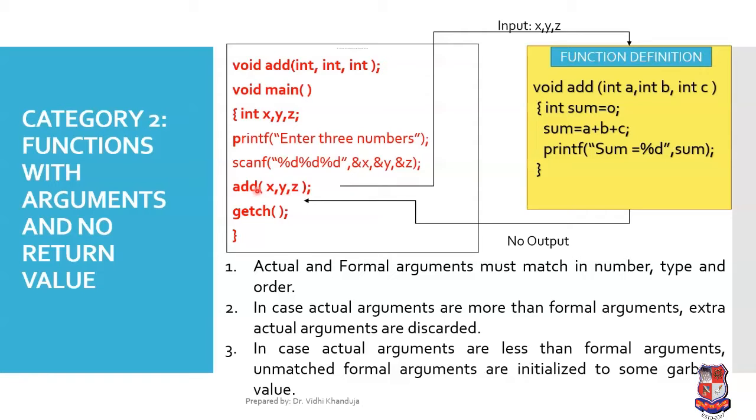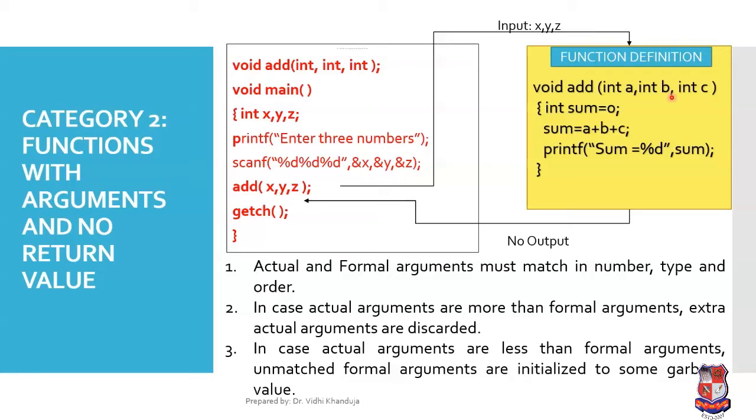Name of the function, within the bracket I am passing the actual arguments. This is your call by value. Remember, if we are passing just the name of the variables, that means the value of these variables will be copied, right? So the value of x will be copied into A, right? The value of y will be copied into B and the value of z will be copied into C. So there is one-to-one correspondence between your actual arguments and the formal parameters, right? This is very important. These actual and formal arguments must match in number, type and order, right?